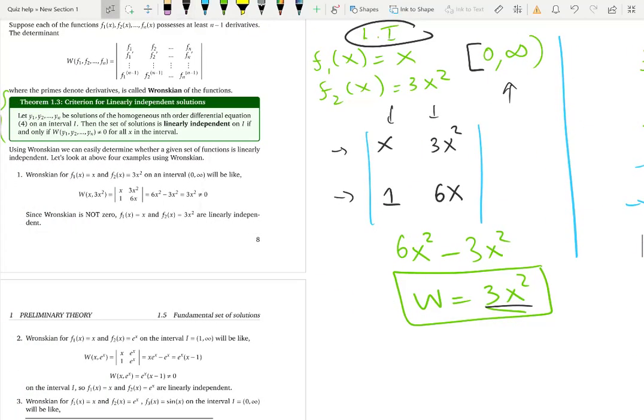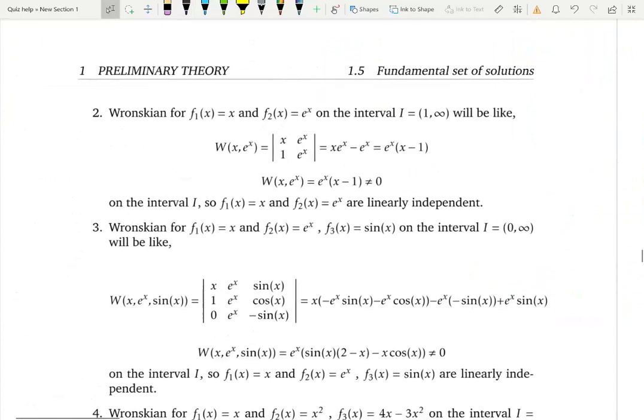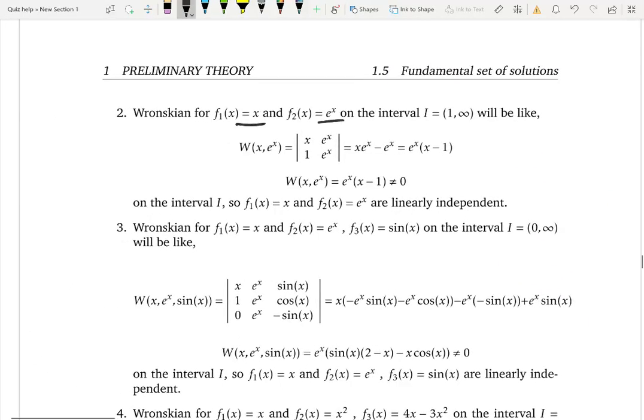So let's look at several other examples. So here, these two solutions, x and e^x, let's say they are two solutions in the interval 1 to infinity. So from interval 1 to infinity, this Wronskian e^x times (x minus 1), that's not 0, right? Because choose x to be 5. 5 minus 1 is 4. 4 times e to the 4 is not 0. So you at least have one x value. You can find many x values that make this Wronskian non-zero. So these two solutions are linearly independent.